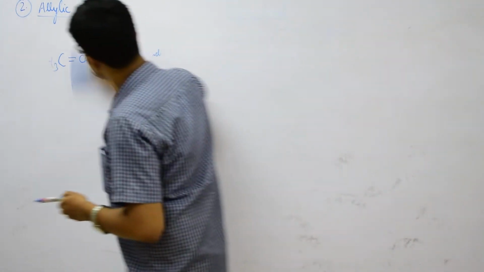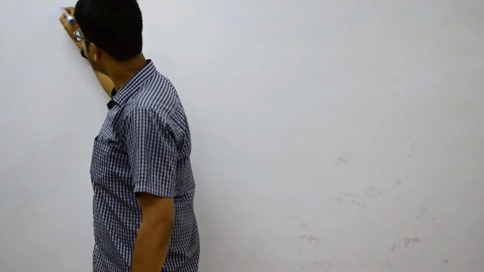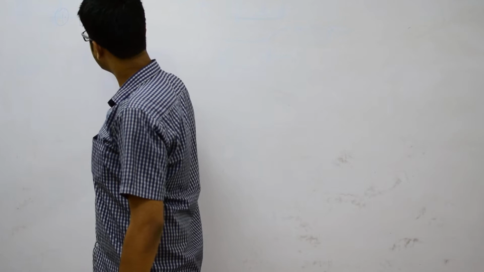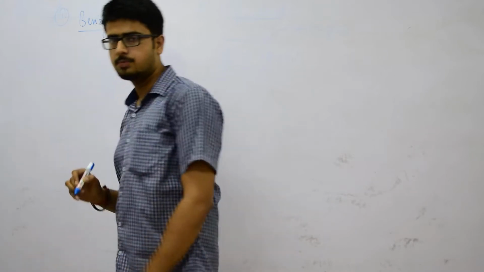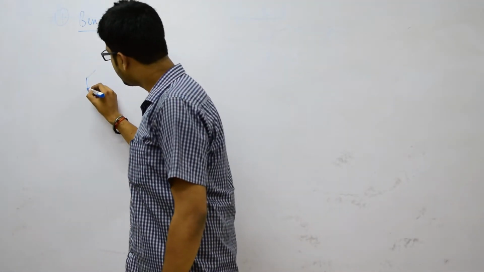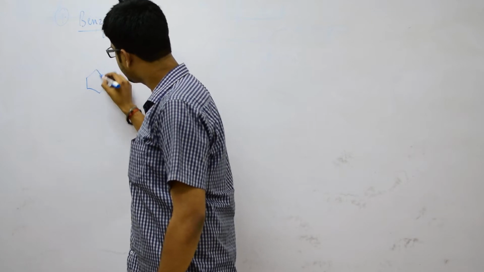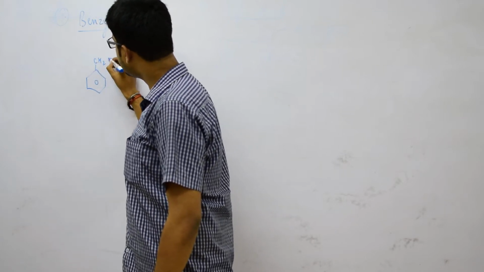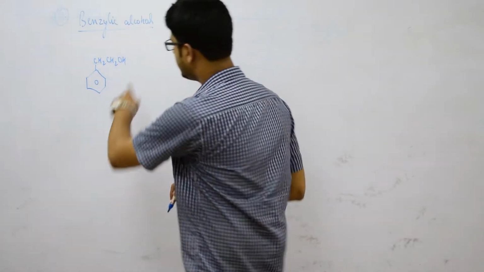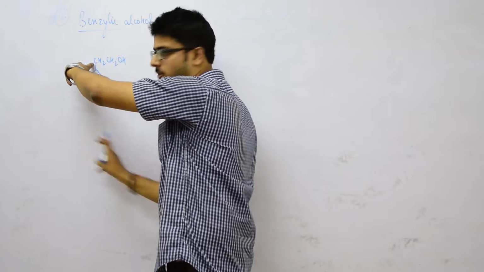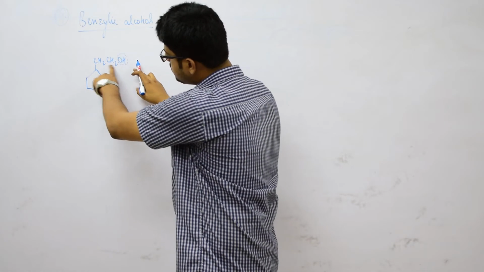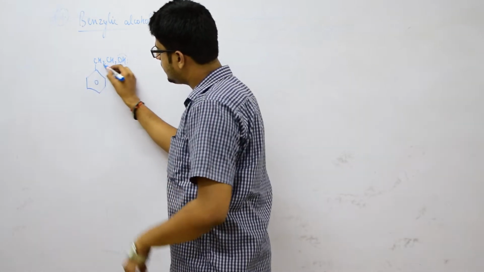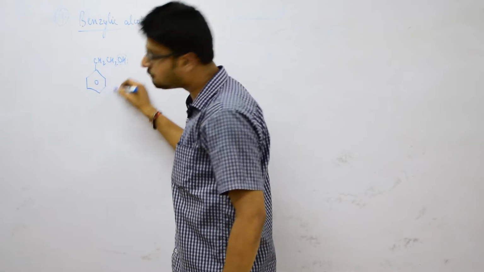Now let us move forward to the fourth type of alcohol, that is benzylic alcohol. In case of benzylic alcohol, we have an aromatic system, and an OH group is introduced to the side chain which is directly attached to this aromatic system or benzene ring. Like we have this OH group, and this OH group is attached in the side chain. This is our side chain, and this is our aromatic system or phenyl group.